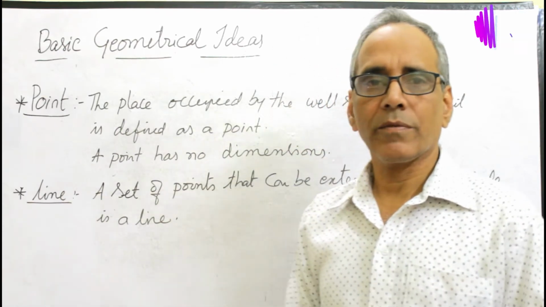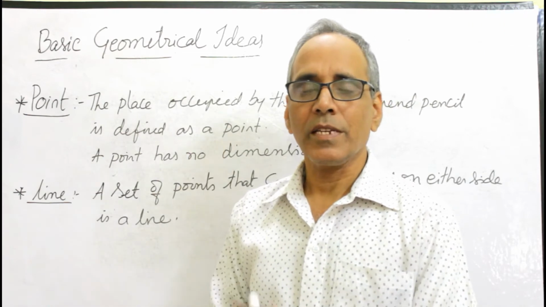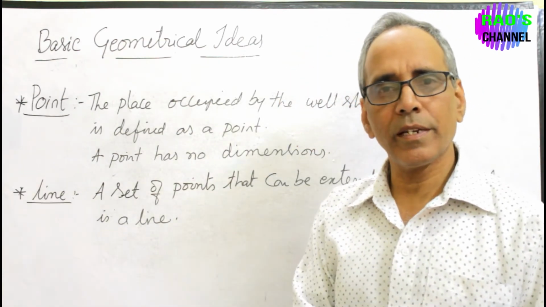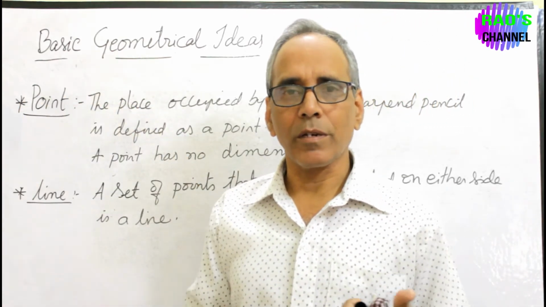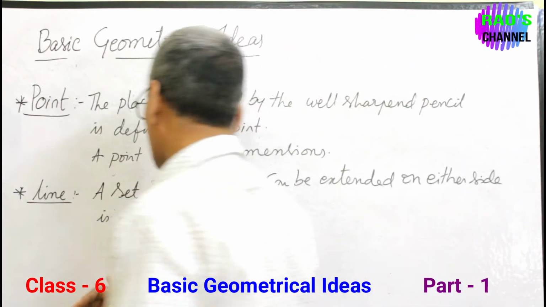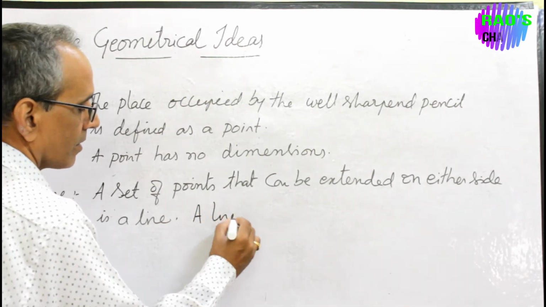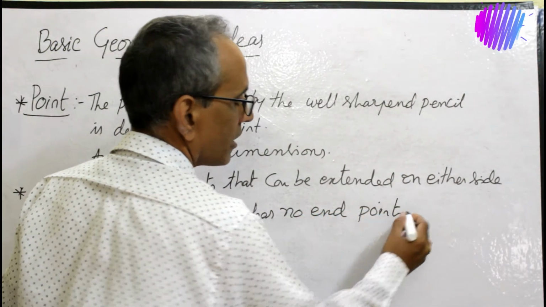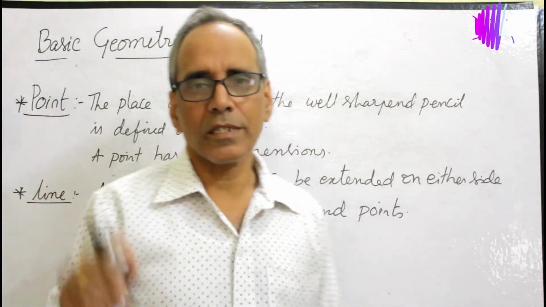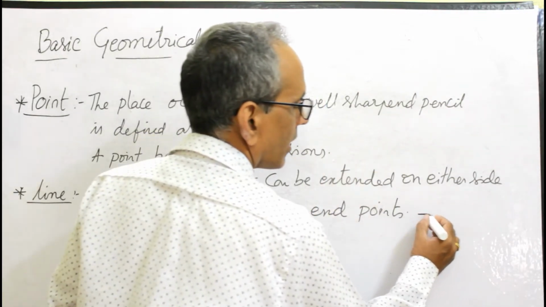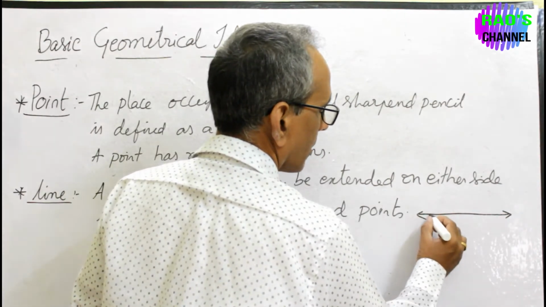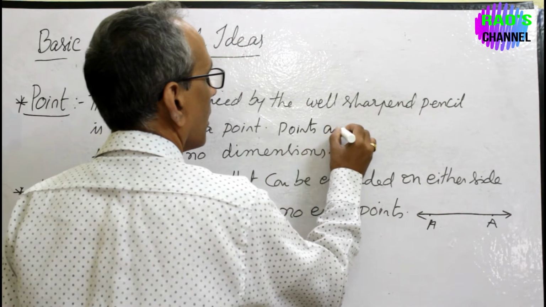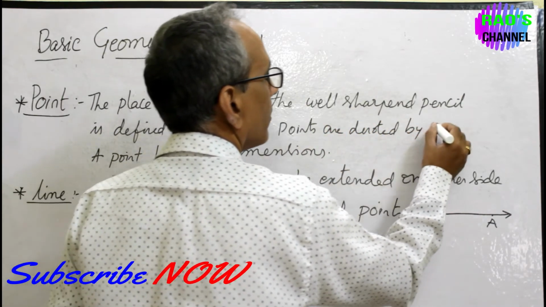But in geometry, there is no question of beginning point or ending point, because the beginning point is not fixed. I can add some more students at the beginning, some more at the end also, as is convenient. So a line has no end points. That point we can write here: a line has no end points. So it can be extended on both sides indefinitely, no limit. Suppose this is the line. Here also points are denoted always by capital letters.